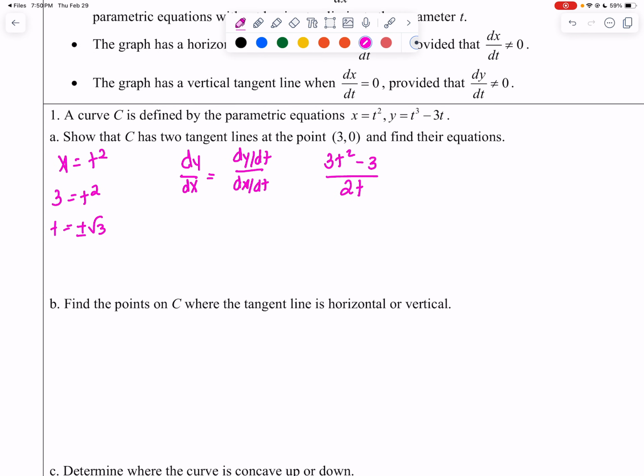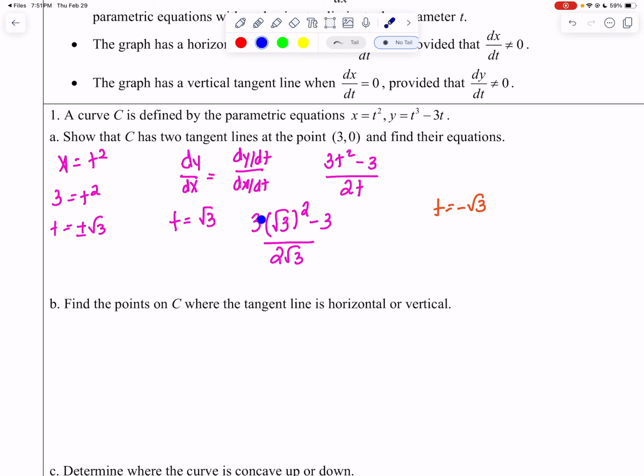Now, I have two values of t that I want to find. I want to find what happens when t is equal to positive root 3, and then what happens whenever t is equal to negative root 3. If t is equal to positive root 3 right here, I'm going to plug in a positive root 3. And that's going to give me 3 right here.